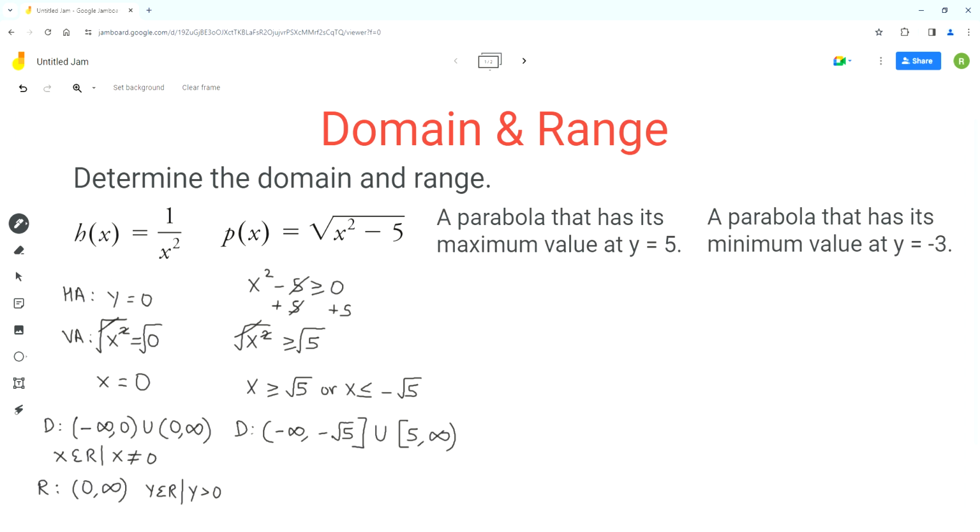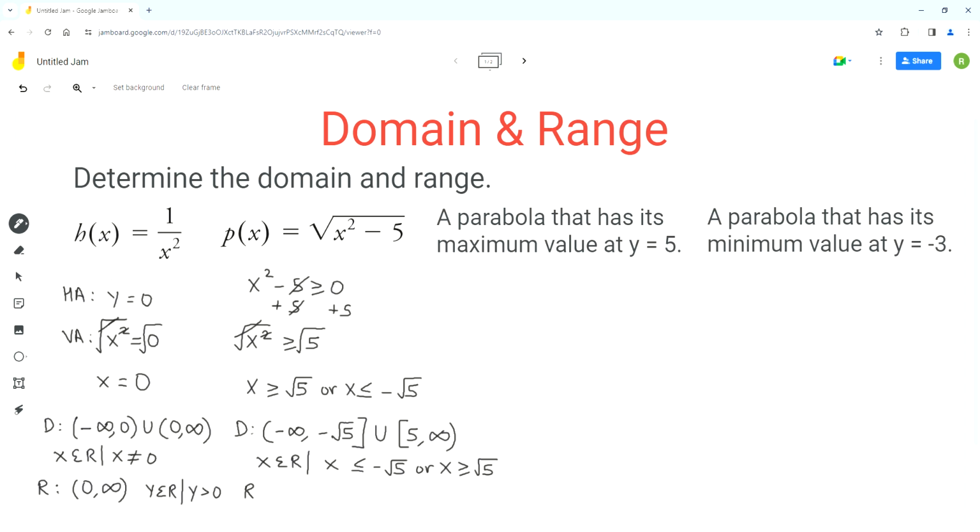Now in the other notation, we can write the domain as x ∈ ℝ, and then x is less than or equal to negative square root of 5, or x is greater than or equal to square root of 5.